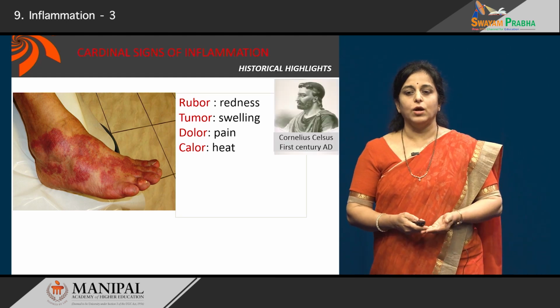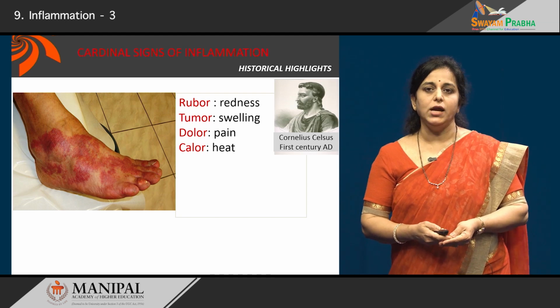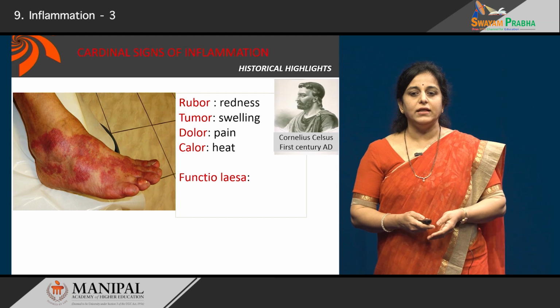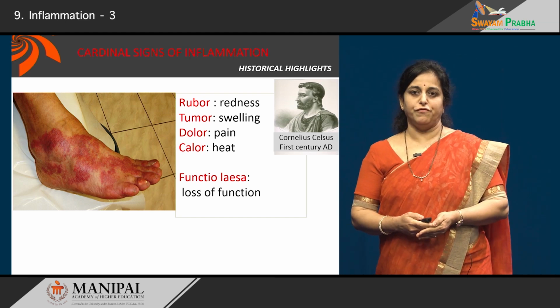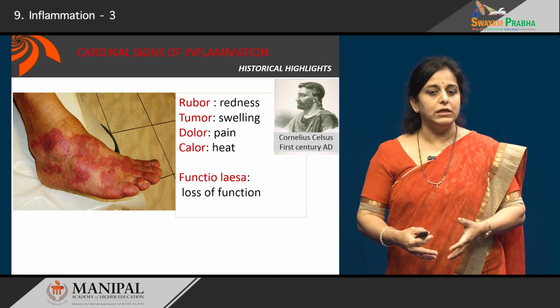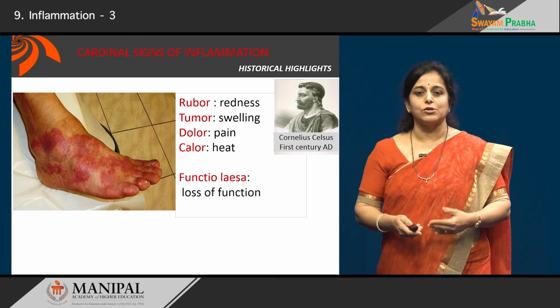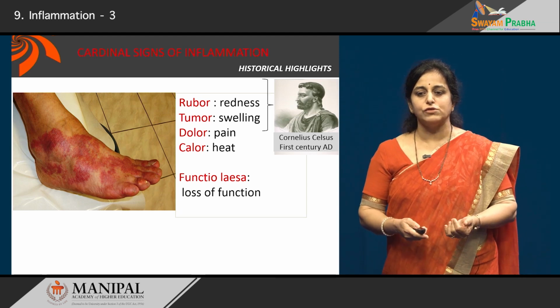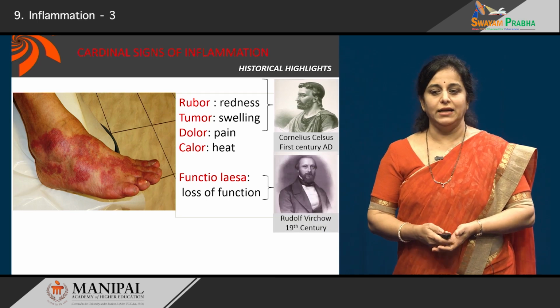These 4 signs were described by Cornelius Celsus as early as the 1st century AD. The 5th sign that was added much later is called functio laesa, or loss of function. When you have inflammation of a part of the body, you obviously cannot move it and it does not function like normal. So, that is called functio laesa or loss of function, which was described by Sir Rudolf Virchow in the 19th century.